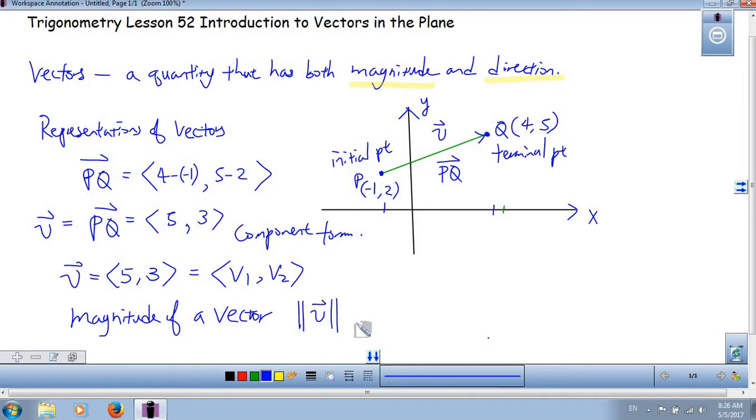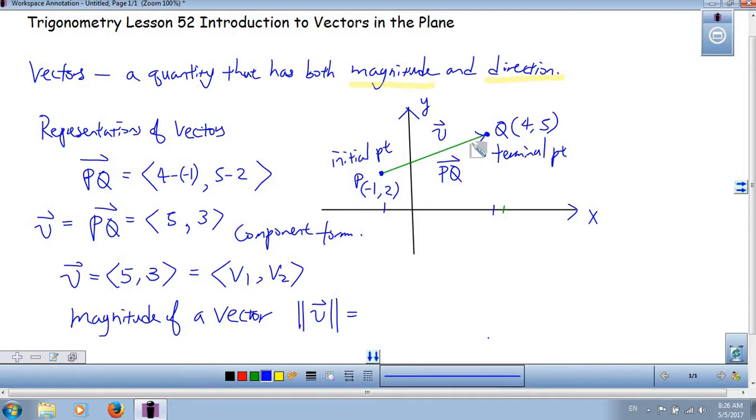Double line, kind of like absolute value, but it's a double line instead of a single line. Single line bracket is a double line bracket. Double line bracket of vector V. So the magnitude is simply the distance from the initial point to the terminal point. Okay, so how do you calculate the distance?